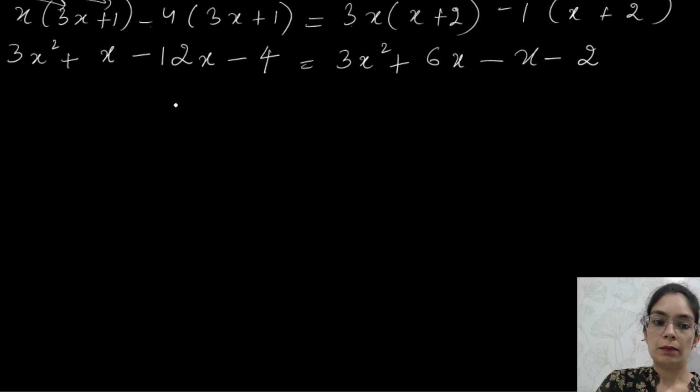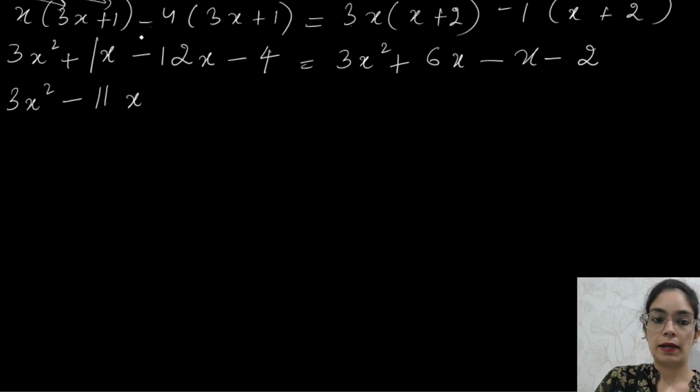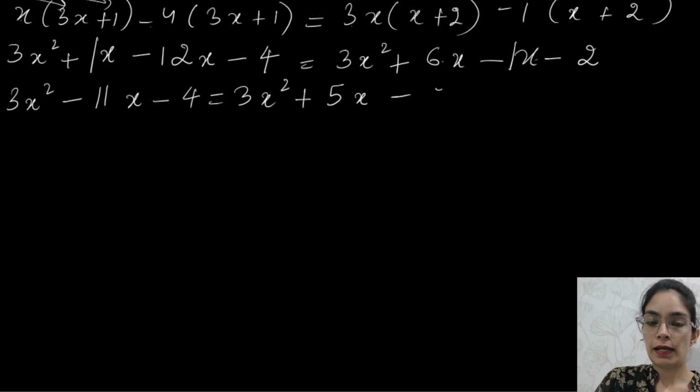Now if any like terms are there, first of all we can solve. So 3x square, here like terms I have 1x and minus 12x. If we simplify, it will become negative 11x, because plus minus is minus, with the sign of the greater number. Negative 4 as it is I'll write. Same way here also I'll simplify 3x square. So these two are like terms. So 6 minus 1 is 5, plus 5x minus 2.